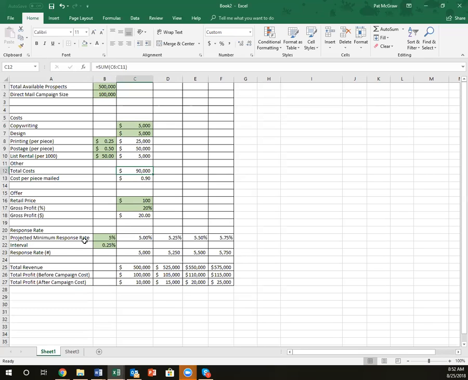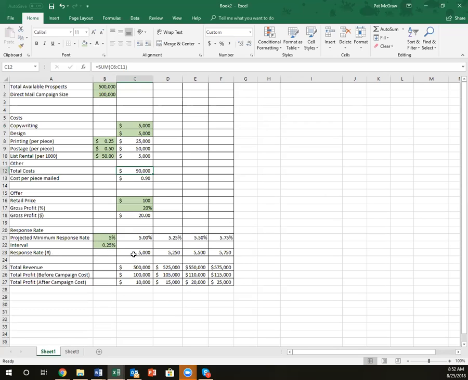Down here, we get into response rates. These are what you would plug in based on historical performance. Projected minimum response rate means what you think, worst case scenario, is the percentage of people who receive this package who will act on the offer, and in this case, buy that $100 product. You want to look at what-ifs in intervals of 0.25%. So you've got 5%, 5.25%, 5.50%, 5.75%. If your historical is higher or lower, you can plug that in because that's one of the fields where you get to add in your own data.